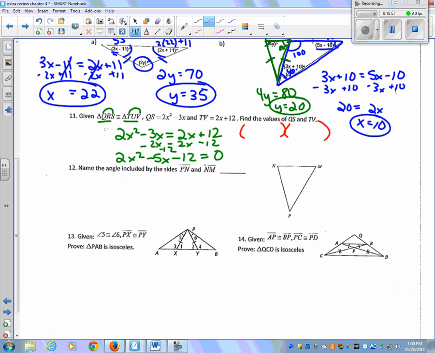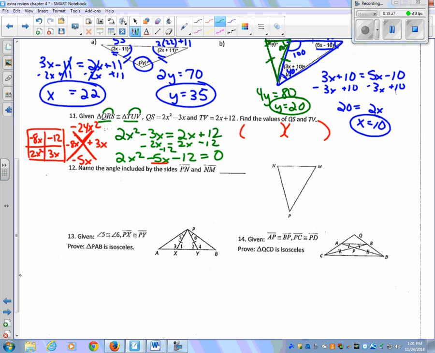You may want to use your box method here. 2x squared times negative 12 multiplies to be negative 24x squared, and adds to be this middle term, negative 5x. So what multiplies to be negative 24 and adds to be negative 5? That's going to be negative 8x and positive 3x. So negative 8x here, positive 3x there.